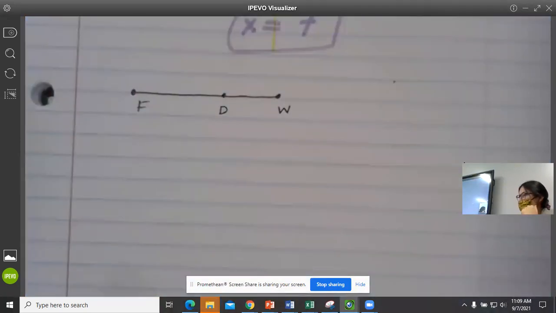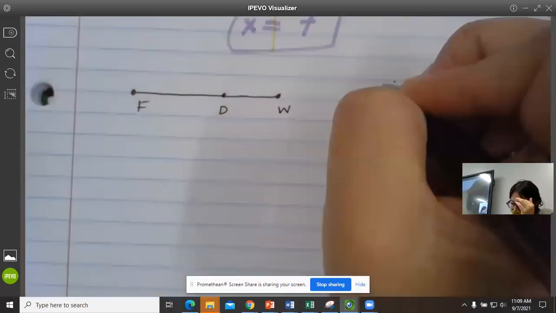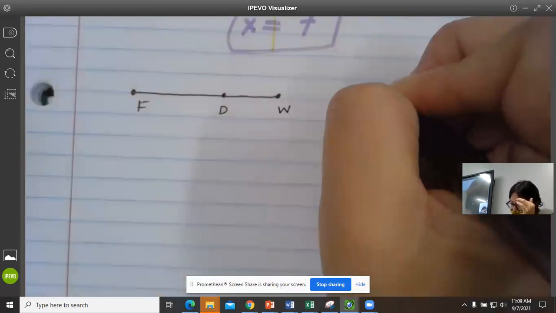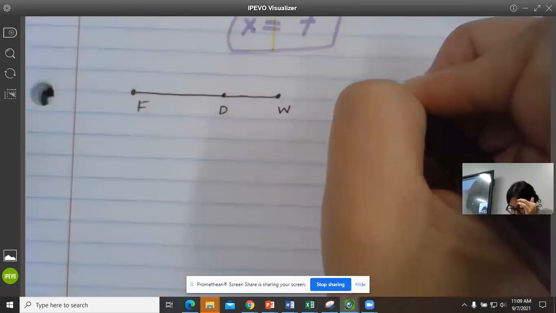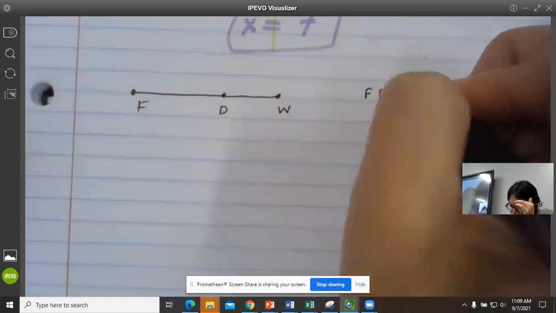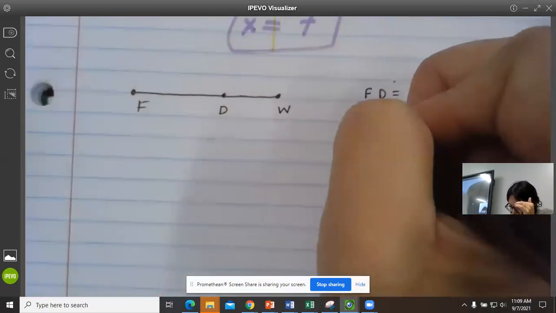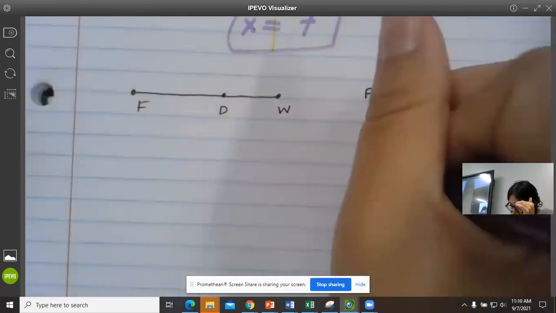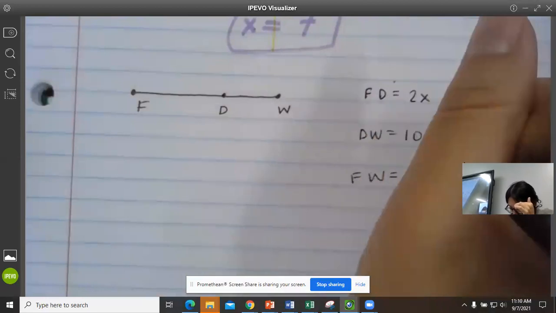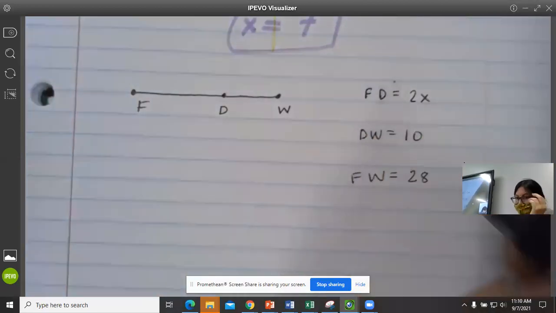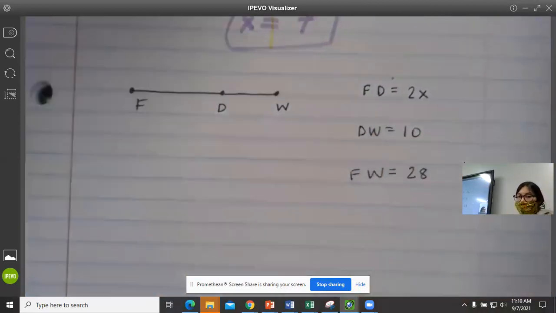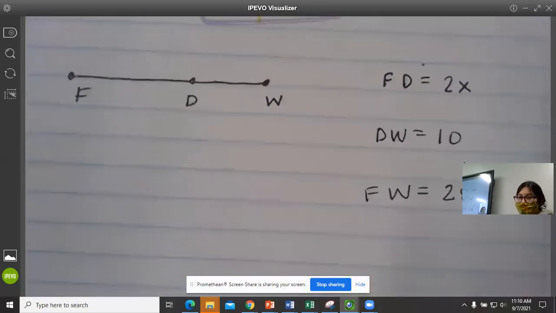Okay, so there's your segment for the second example that we're doing. I'm gonna have you label this one. So you're gonna label FD 2X. You're gonna label DW 10, and then the whole thing FW 28. So I'll give you some time to copy.